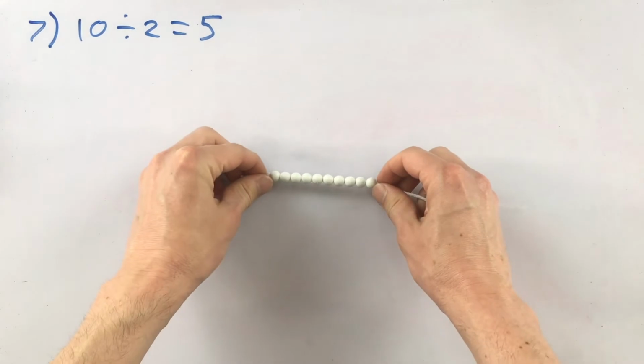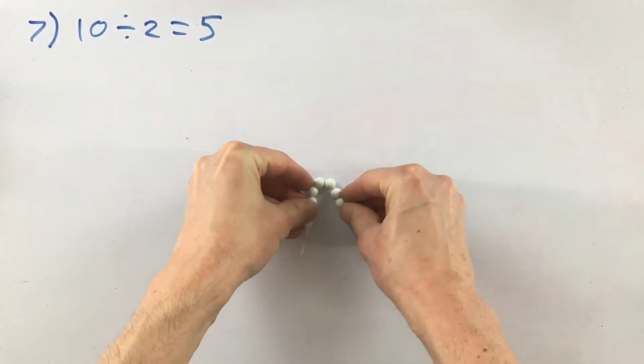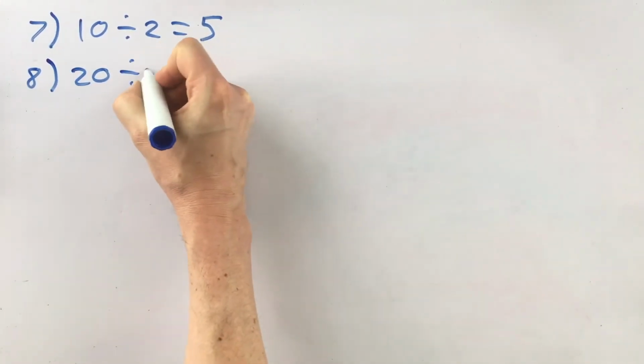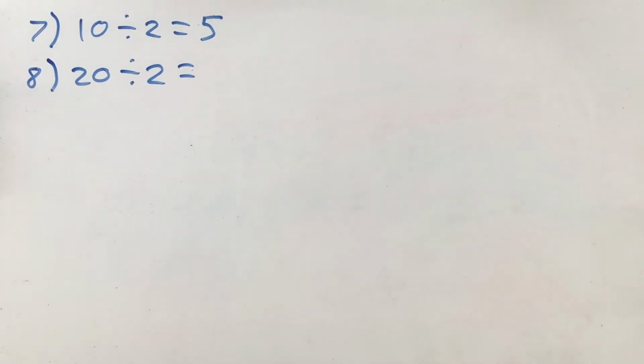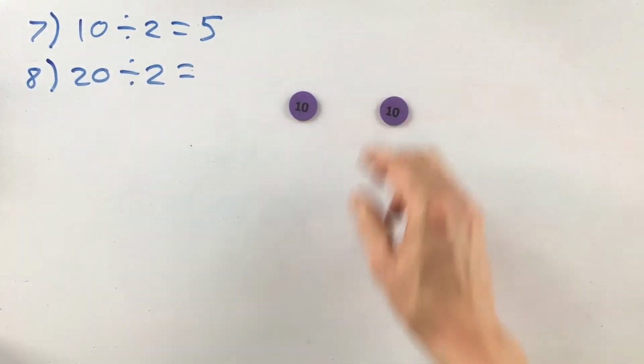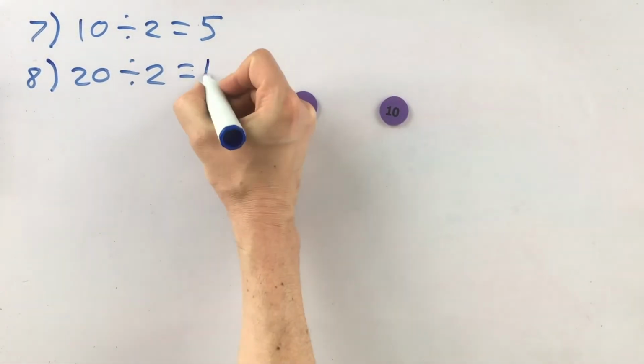You could also use a bead string. Start with 10, fold it in half, and you can see there are 5 on each side. Number 8. 20 divided by 2. This is very easy to see with 2 10 coins. Half of 20 is 10.